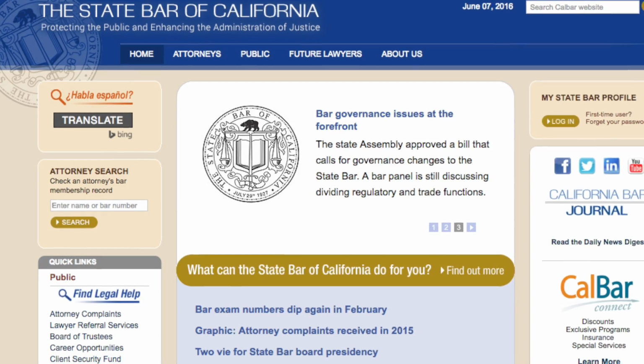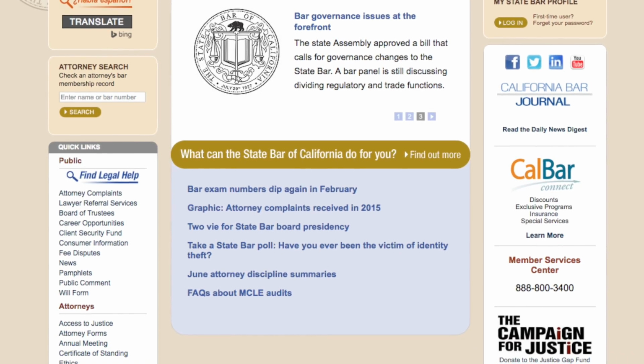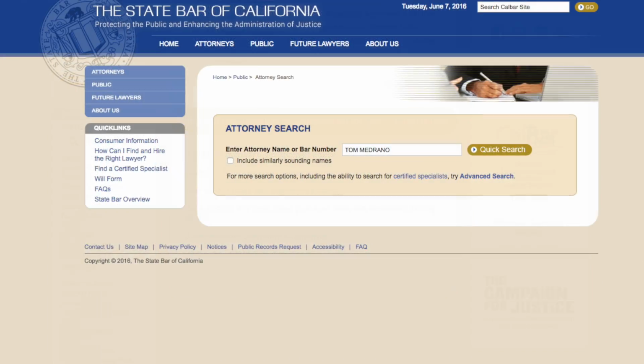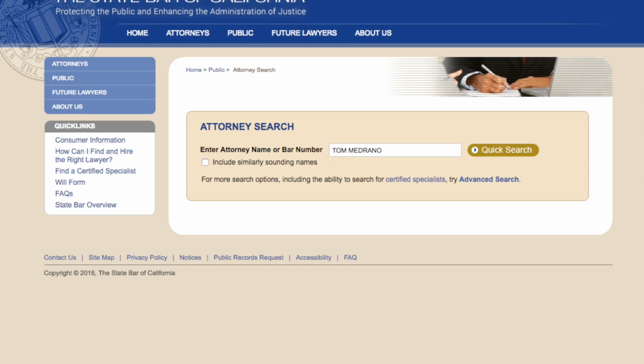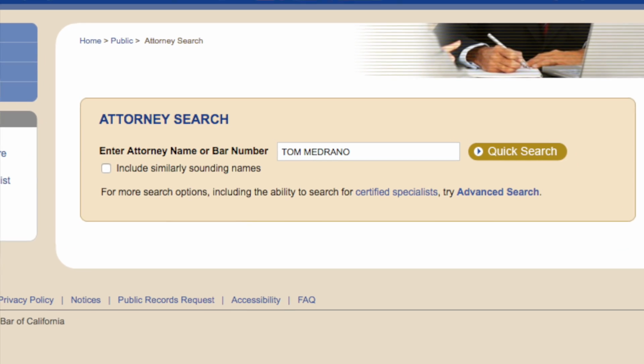Once you have located a few potential attorneys, the next step is to confirm that the attorney holds an active license to practice law in the state of California. The State Bar of California's website is a great resource to use when researching any attorney. On the State Bar of California's website, there is an attorney search page where you can type in the name of any attorney in California and find important information about that attorney.